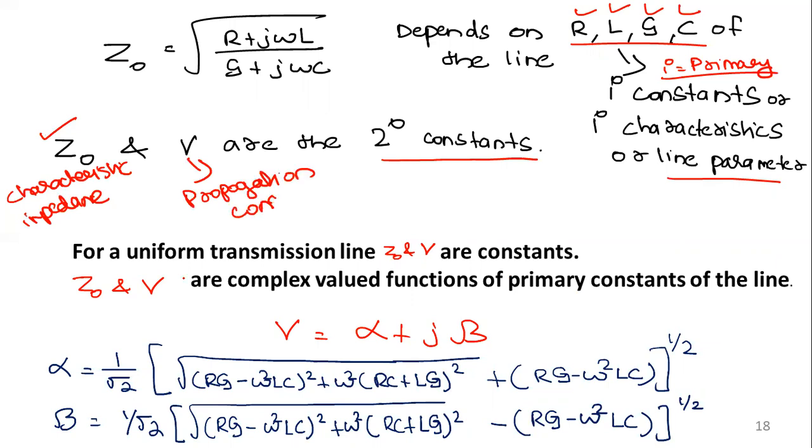We can see that for a uniform transmission line, Z0 and gamma are constant, and they are actually complex valued functions of the primary constants. So when you arrange R, L, G, C differently, you can see that Z0 is a complex valued function of R, L, G, and C. And similarly gamma, as you have seen in the previous part, is equal to the root of (R plus j omega L) into (G plus j omega C). So that's also a complex valued function.